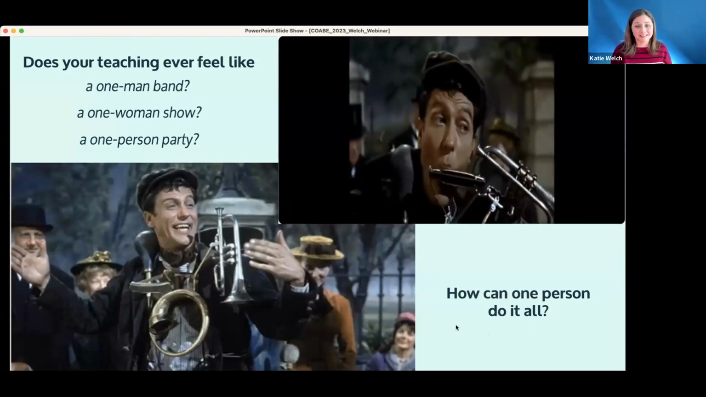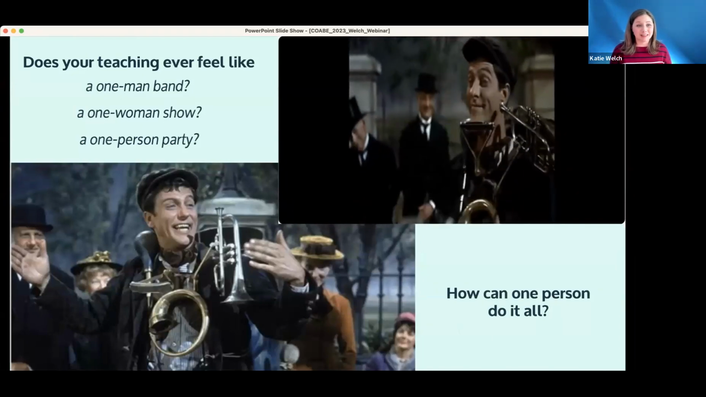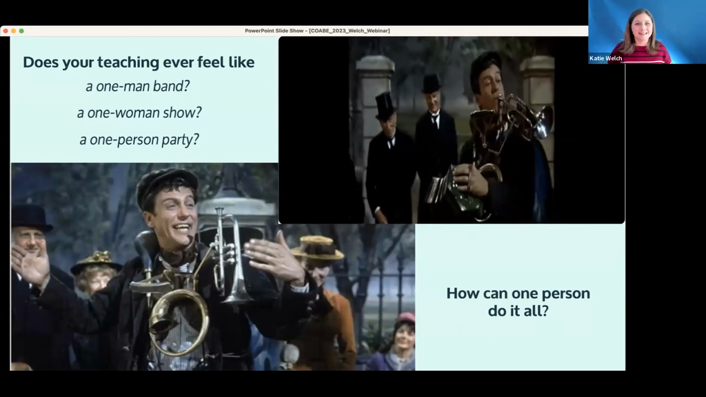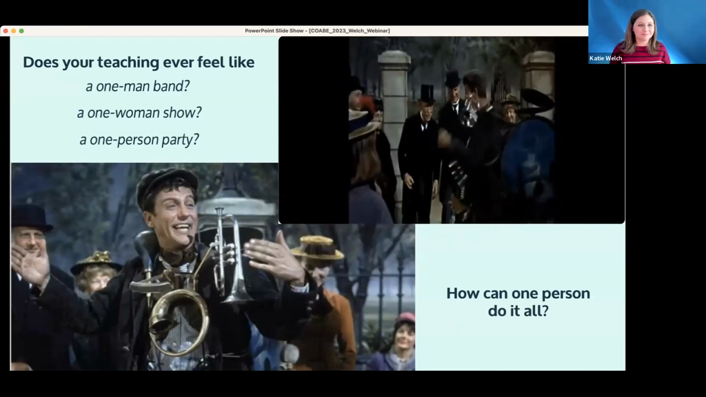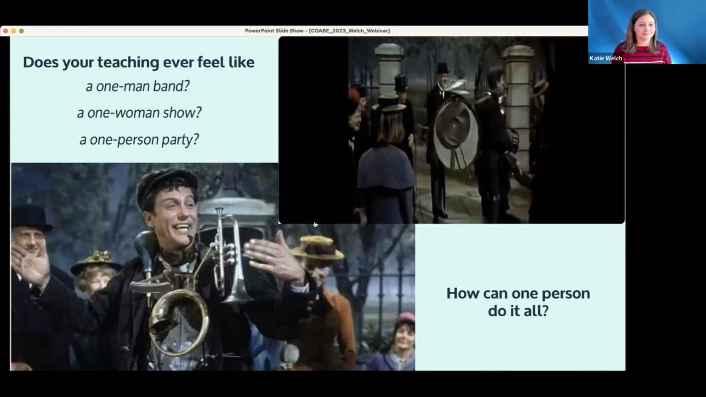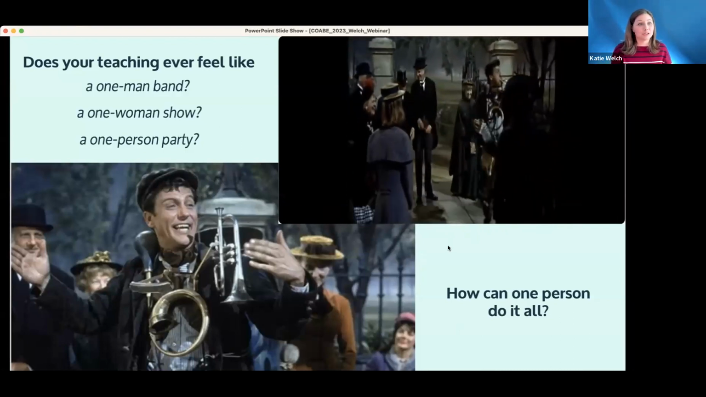Sometimes I feel like this is what teaching can be like when you have many needs in your classroom. You're trying to do it all. Some of you are saying in the chat, yeah, you relate to that. That is, you're trying to play every instrument and meet all of these needs. And it's how does one person do it all?